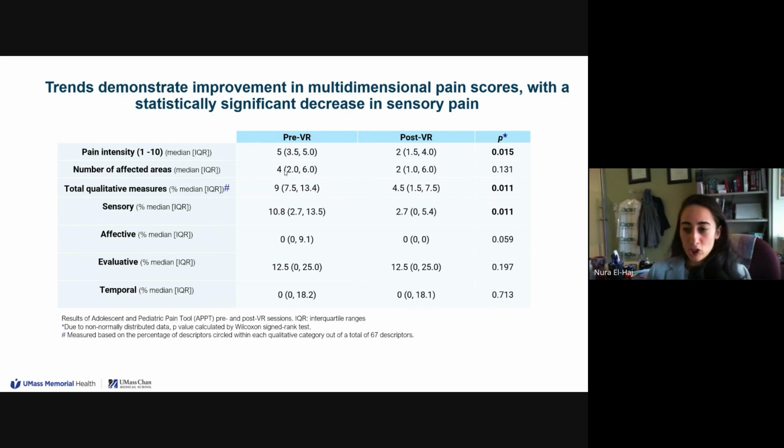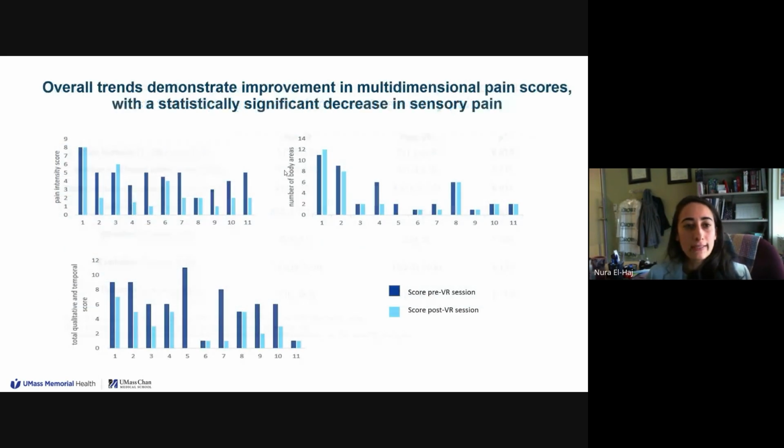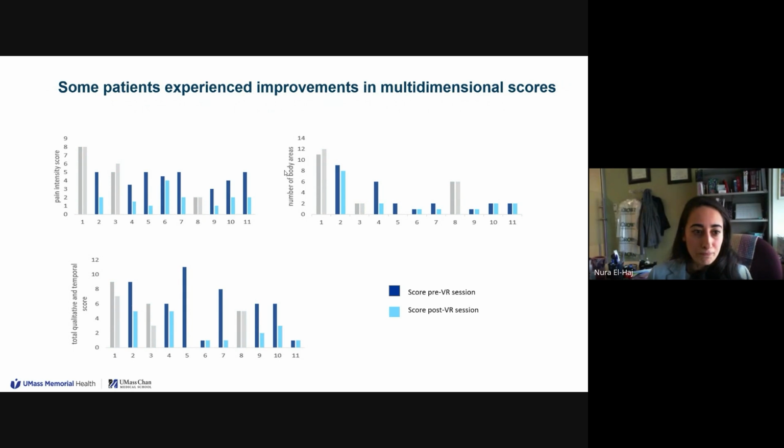Then I just wanted to show you a little more visual data. For overall trends, the pre is the dark navy blue, and the Carolina blue is the post-session scores. Trends showed an improvement in these multidimensional scores, and as I said, statistically significant in sensory pain. Overall, people did quite well with decreases across the board, but I wanted to look at that data in a more patient-specific way.